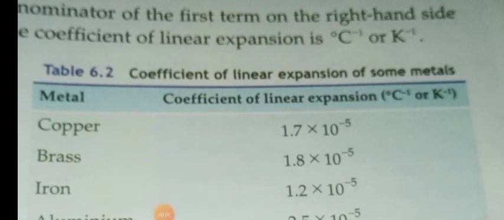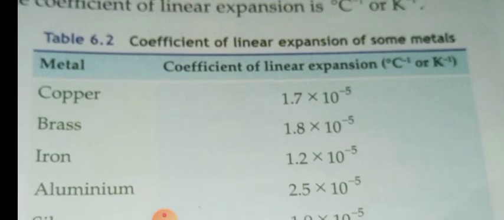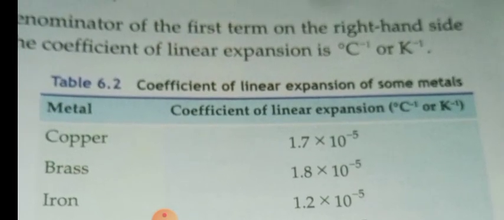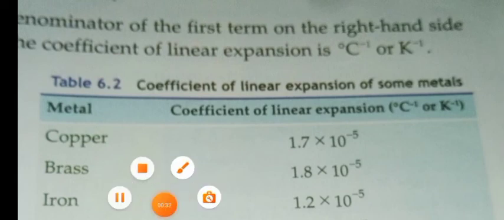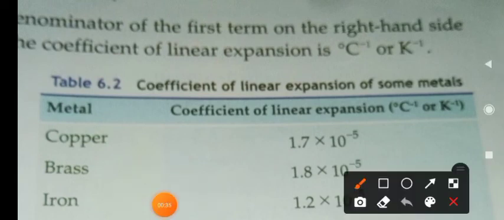A continuation of physics 6th lesson, heat. In the previous class we discussed thermal expansion. Expansion of metals due to heat is called thermal expansion, and contraction is known as negative thermal expansion. We have learned, isn't it? So today's topic is coefficient of linear expansion. We have already studied what is linear expansion.